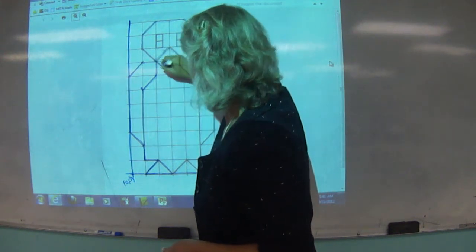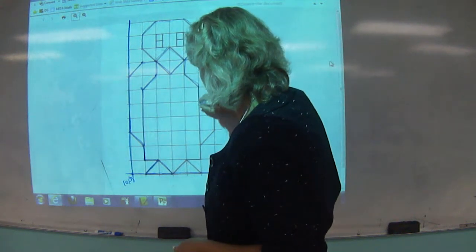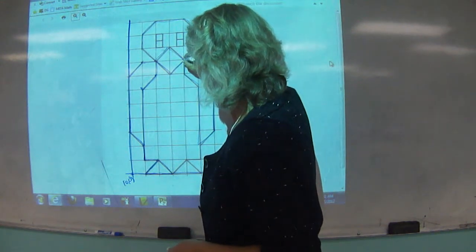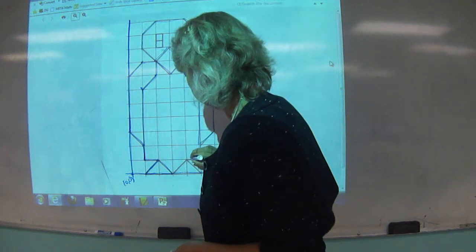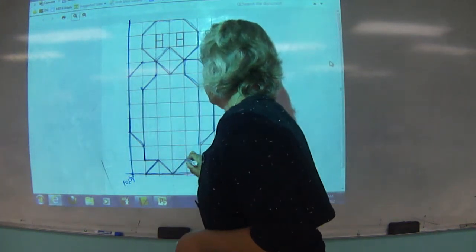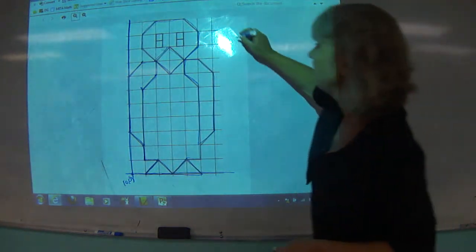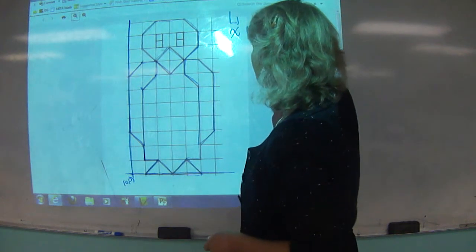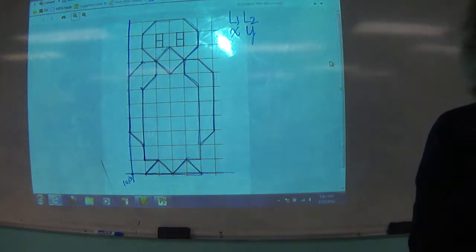Okay, but here's the tricky part. So we're going to draw our penguin. I think I'll come back down this way. It doesn't matter which way you go. And then I'd end here. But he has two, and that would be X on L1, Y on L2. But he doesn't have eyes yet.